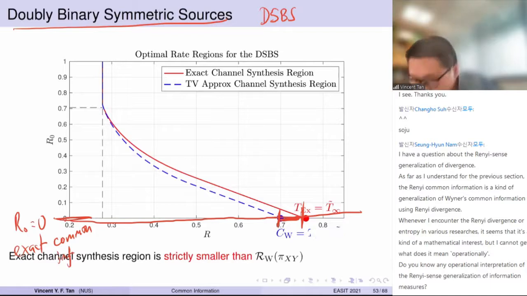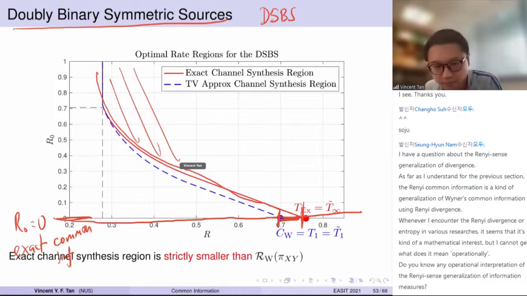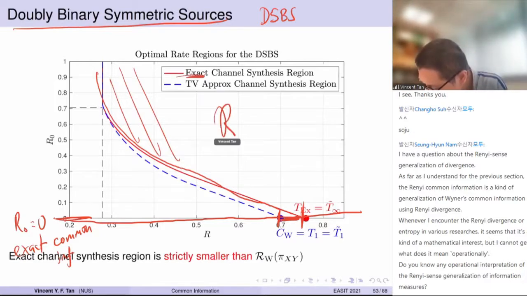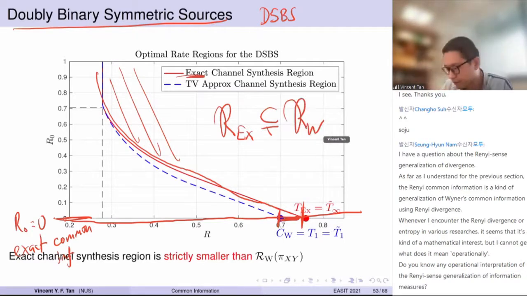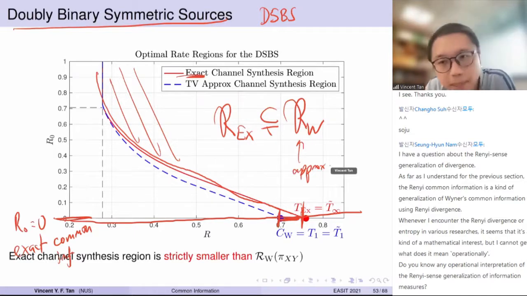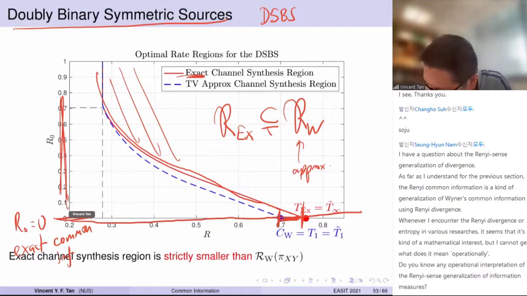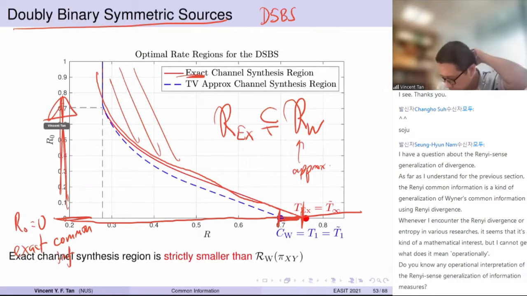But we have also fully characterized this whole trade-off, by using similar techniques. So the region of rates for the exact case is a strict subset of the region for Wyner, or the approximate case. So this is completely analogous to the exact common information problem, except that we have this additional rate here. Okay, so this is a strict subset.